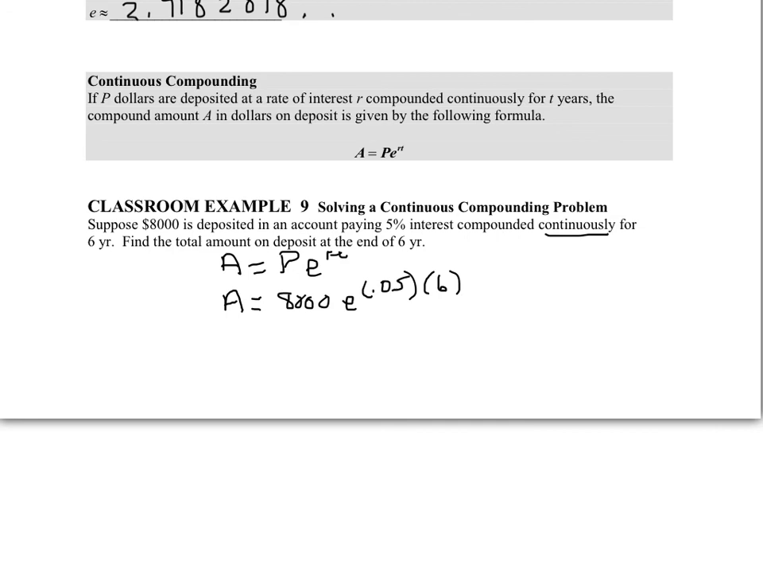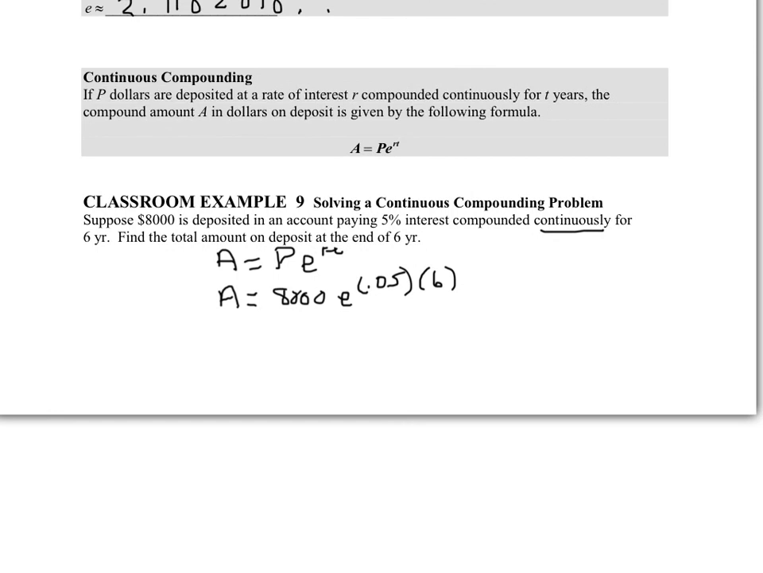So all you do is go to your calculator, and you're going to multiply 8,000 times, find your button that has the E, and then you would have to raise it to, and in parentheses, you would want to put 0.05 times 6 for your exponent. So once we complete the calculation, we will find that that final amount is $10,798.87.